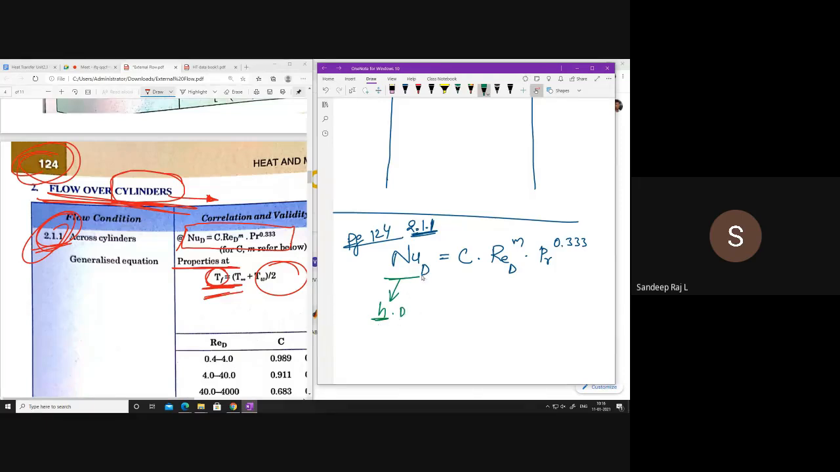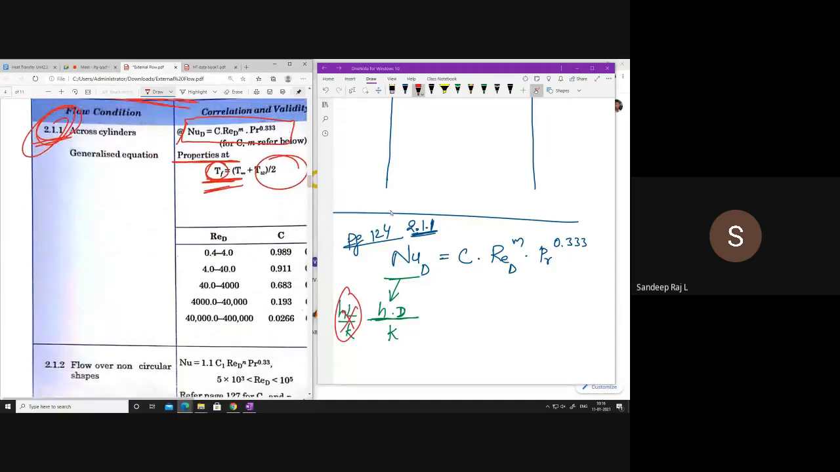So he has given a D here. See, this is very important. Previously, in external flow problems, we were using hL by k for Nusselt number. Okay, but here he has given Nu with suffix D. What is the meaning of it? You have to use it as hD by k, not hL by k. If you use hL by k, it is not correct. Okay, hD by k is the correct thing. Right. So that is one thing there.